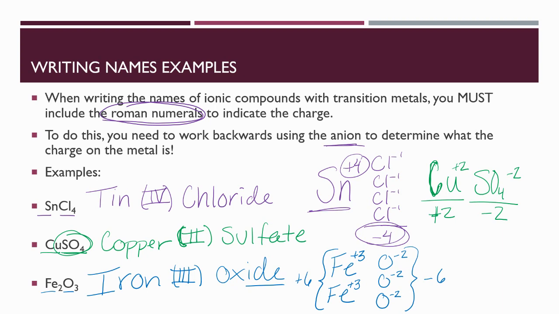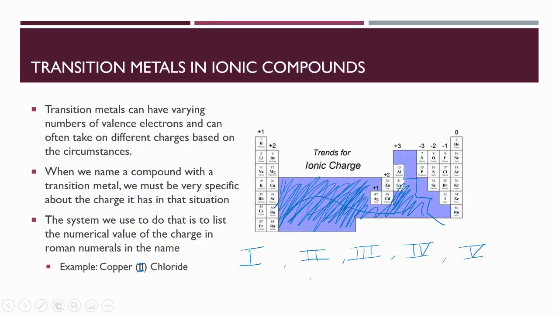So make sure anytime you see a transition metal, something that is in that shady section of the periodic table, you need to use Roman numerals in the name to indicate the charge, and use the Roman numerals in the name to find the charge and write the formula.